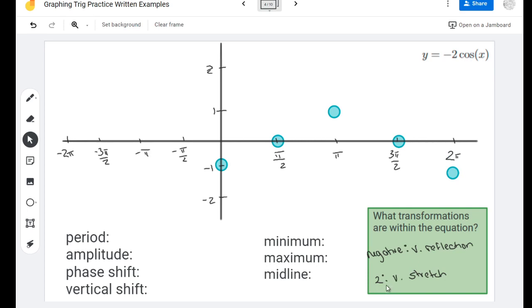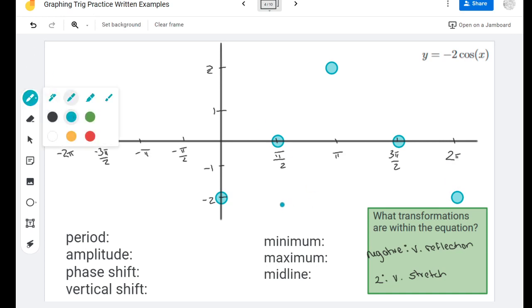And then what that 2 is doing is that 2 is stretching us away from that x-axis. So we look at the distance from the x-axis to the point, and we double it. So instead of being at 1, this goes to 2, -1 to -2, and the same over here. And once we've completed all of those transformations, now we can draw in that nice curve.